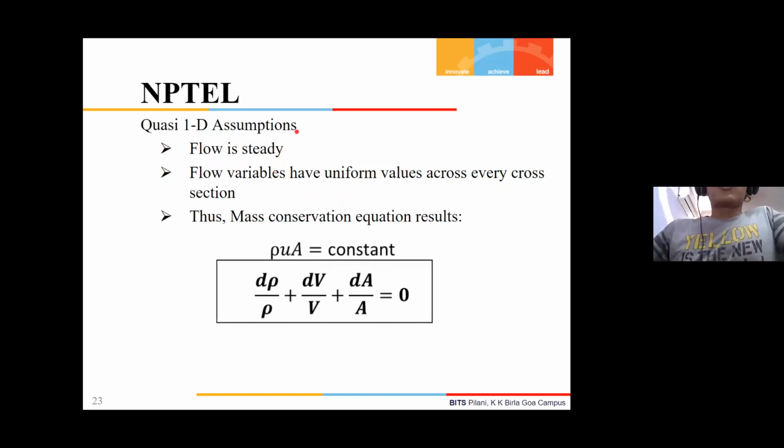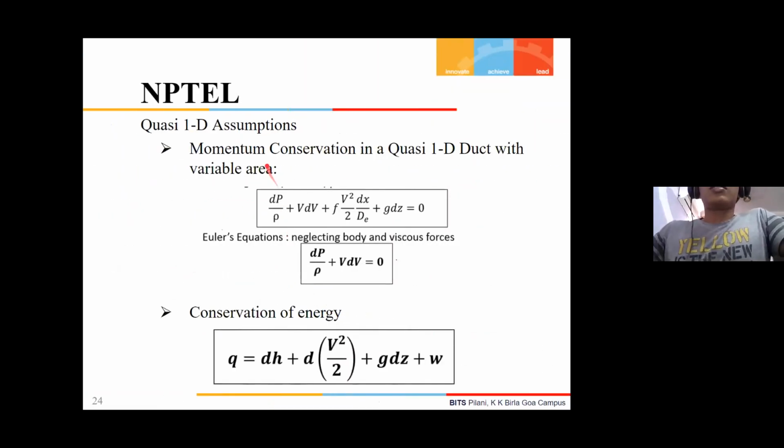Now, accounting for these quasi-1D assumptions in the equations that we derived earlier, we modify them. The mass conservation equation results in an equation like this. Similarly, the momentum conservation in a quasi-1D duct with a variable area results in Euler's equation, which after neglecting the body and dispersed forces looks like this: dP/rho plus V dV equals 0. And lastly, the conservation of energy equation was also derived after accounting for the quasi-1D assumptions.